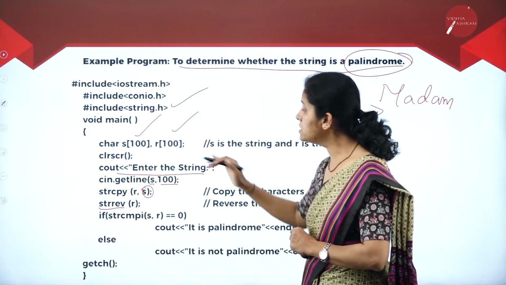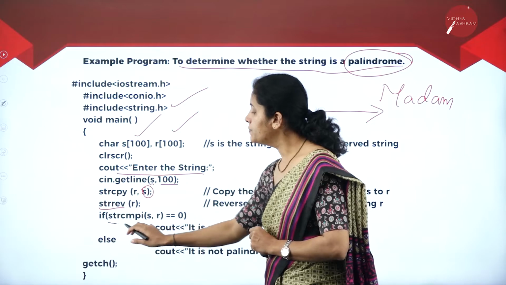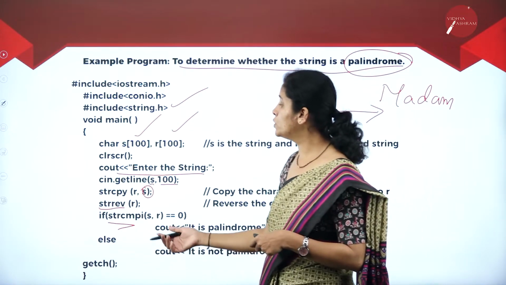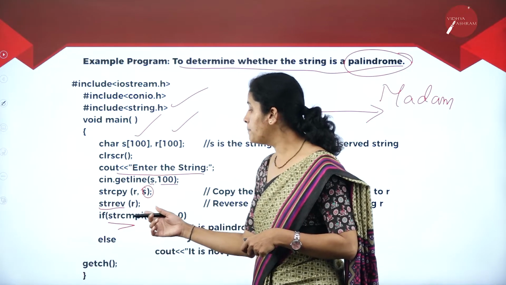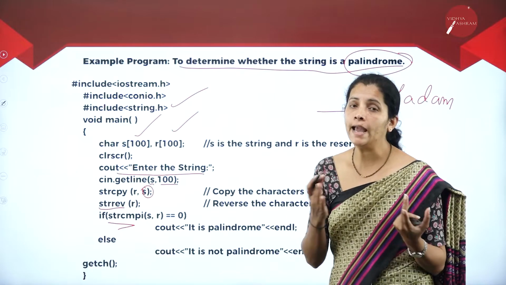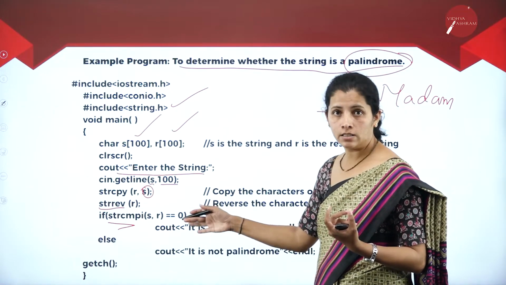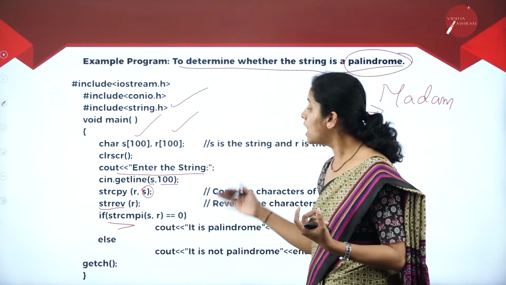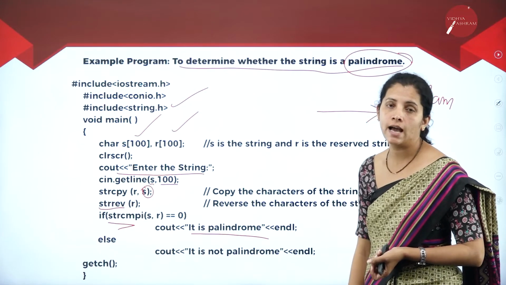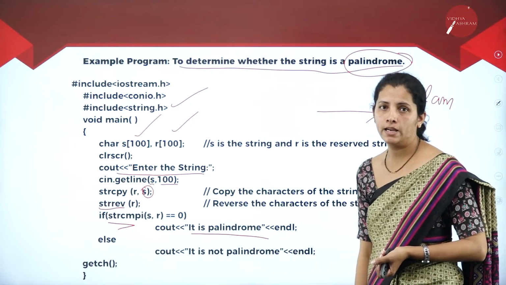So after reversing the string, I'm going to check. So here I'm not bothered about the case. For that reason, I'm going to use strcmpi, and I'm going to check both the strings, that is S as well as R. And if the read and compared strings are equal, then I'm going to display the message that it is a palindrome. Otherwise, it is not a palindrome.